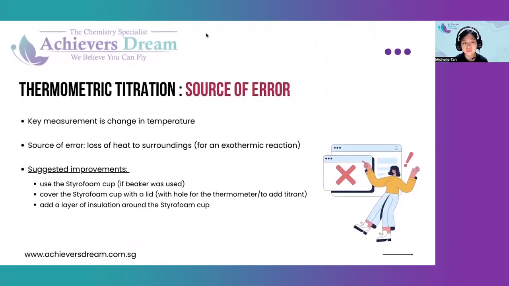Okay, in a practical, we always want to think about possible sources of error. And we know that sources of error cannot be due to human error, but due to something that is actually inherent in the experiment itself. So the experimental design, or the apparatus that we are using. With those considerations in mind, when you're thinking about the source of error, you'll be looking at what is your key measurement that we are taking. So in a thermometric titration, we always measure the change in temperature. And so something that could affect this result, which is our source of error, would actually be the loss of heat to surroundings, or the exchange of heat with the surroundings.